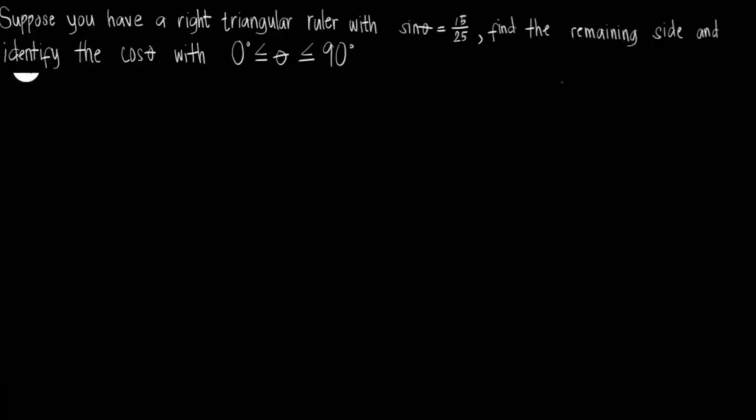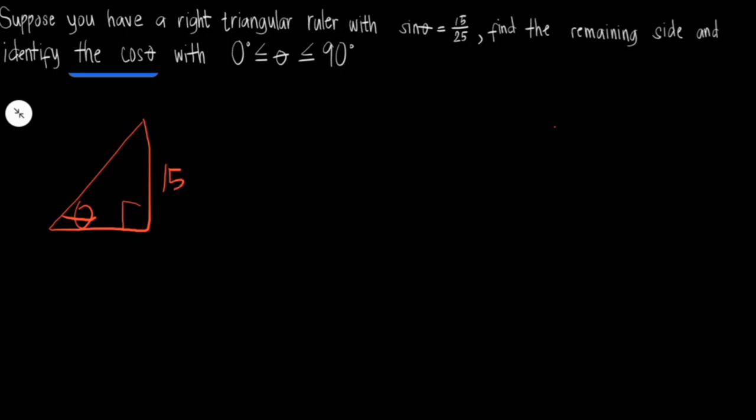We have an example here. Suppose you have a triangular ruler with sine theta equals 15 over 25. Find the remaining side and identify the cosine theta, with theta greater than 0 degrees and less than 90 degrees. Let us draw a right triangle with the given sine theta equals 15 over 25.